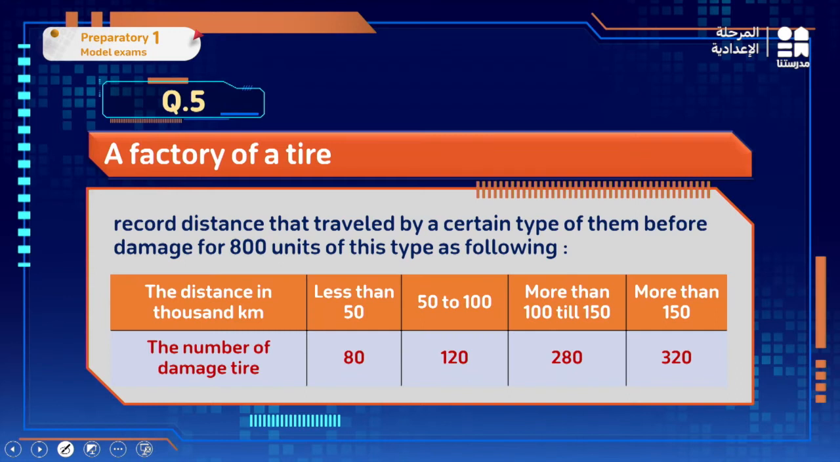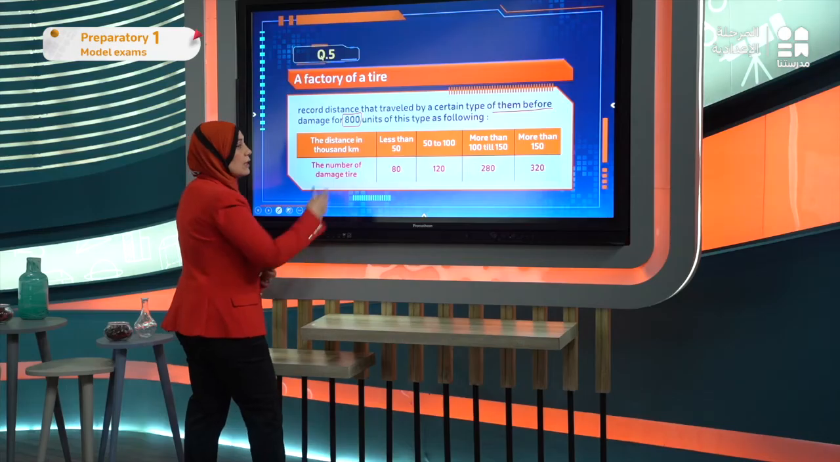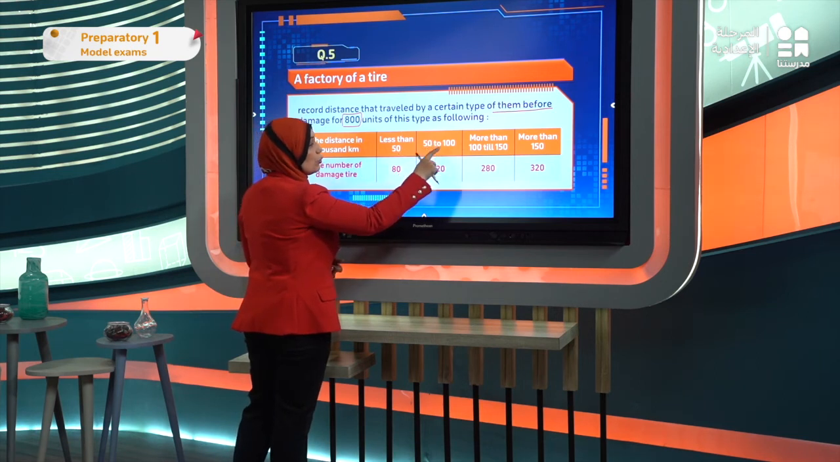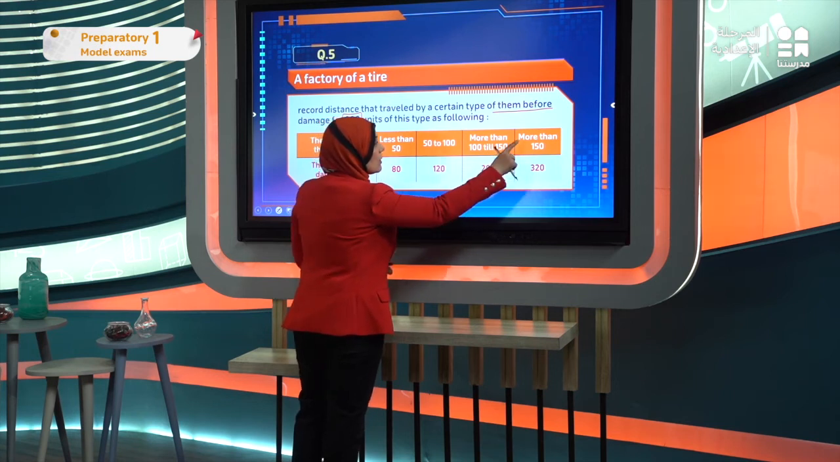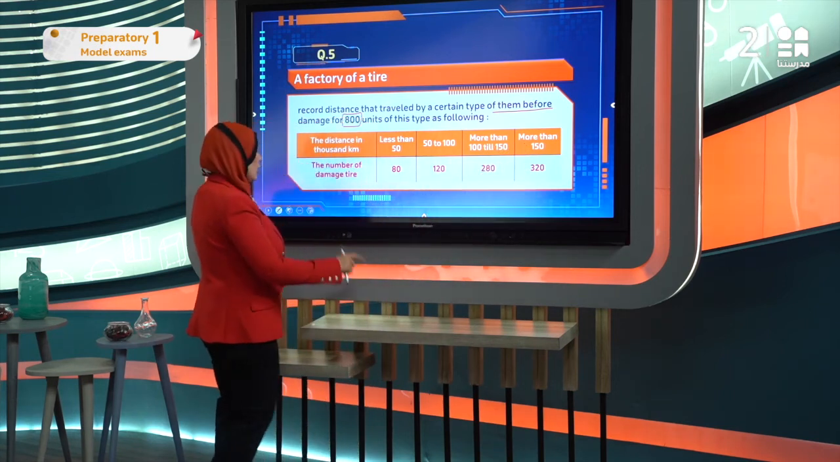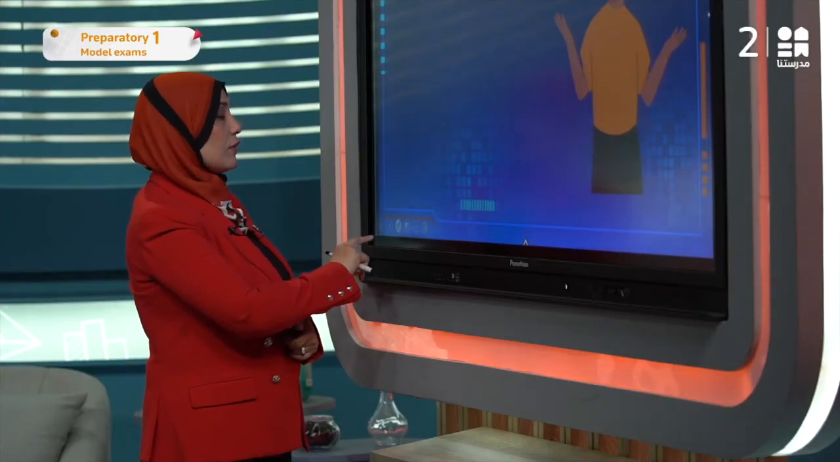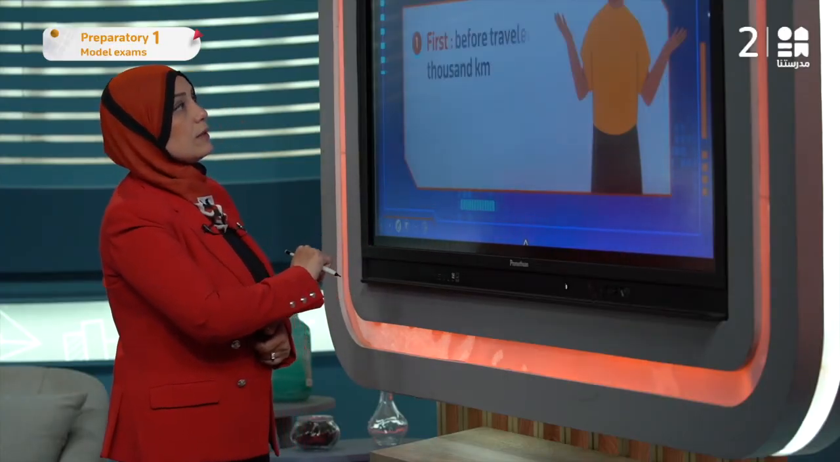Question 5. A factory of tires records the distance traveled by a certain type of tire before damage, for 800 units of this type, as follows. The distance in 1,000 kilometers and the number of damaged tires: less than 50 is 80, 50 to 100 is 120, more than 100 till 150 is 280, and more than 150 is 320.